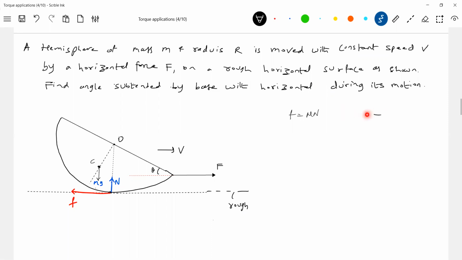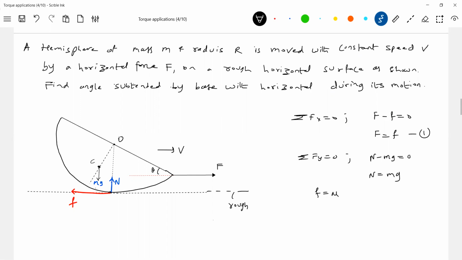Because the velocity of the object is constant, no? So therefore F minus small f equal to 0. Keep it as equation 1. Then what is the friction? f should be equal to mu N. And what about N? Along the y-axis, N minus mg equal to 0. So N equal to mg.